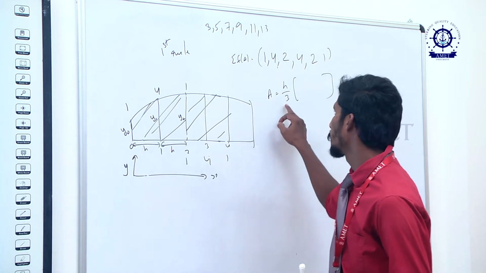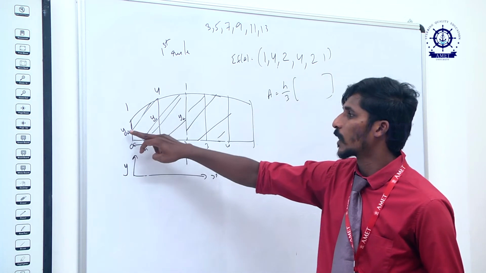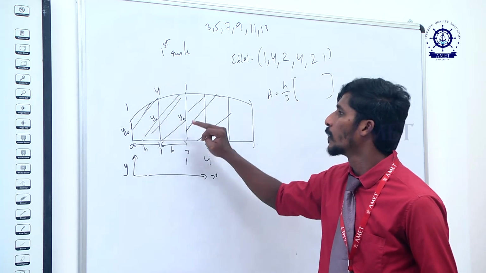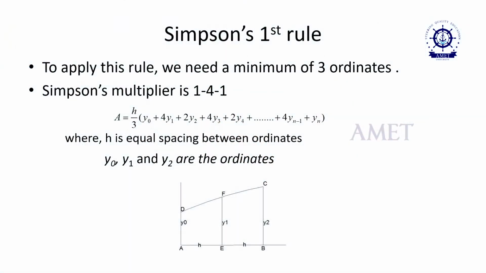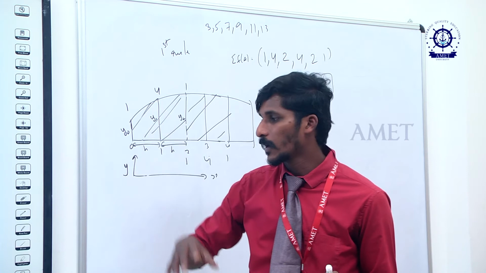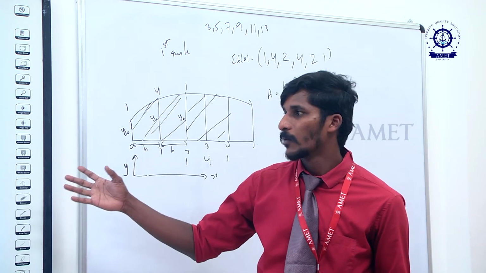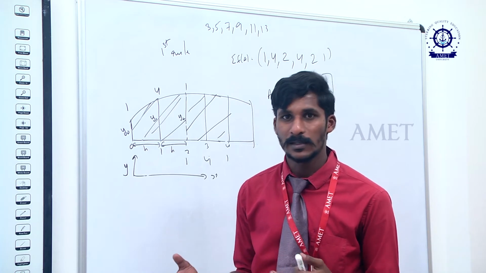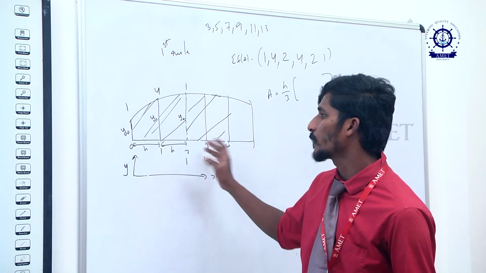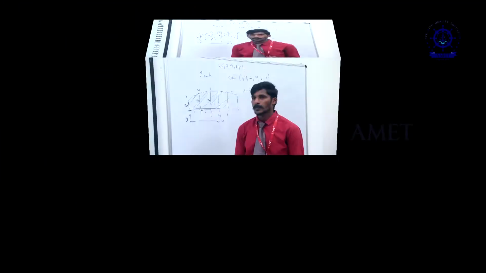So that is divided by 3 into the functions which you got: y0 into 1, y1 into 4, y2 into 2. All these functions are added here, and you will get the total area. This is how to find the area under the curve. I will show one tabular column, which is how we represent it in the analytic system. Whatever is shown in a diagram can be shown in a tabular column.